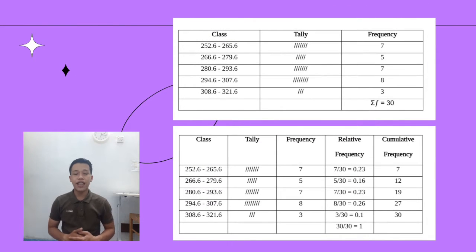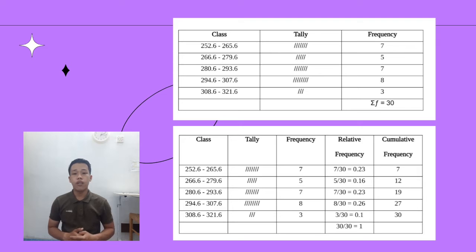After we get the class width 13, we can arrange the samples into their classes in this table. The first table shows class, tally and frequency. On the first row, we have 252.6 until 265.6. The tally and frequency is 7. The next row is 266.6 until 279.6. The tally and frequency shows 5.